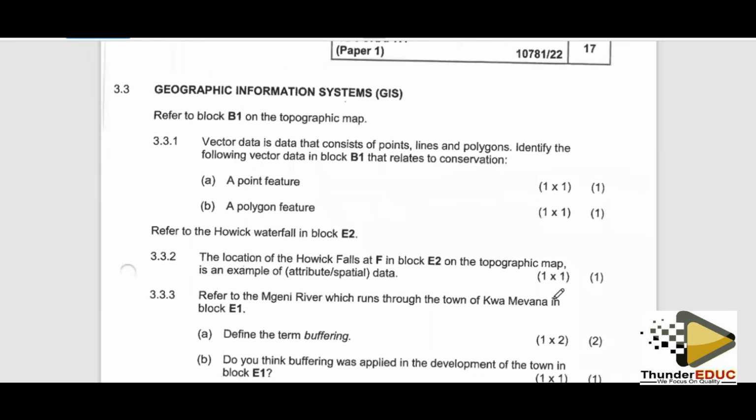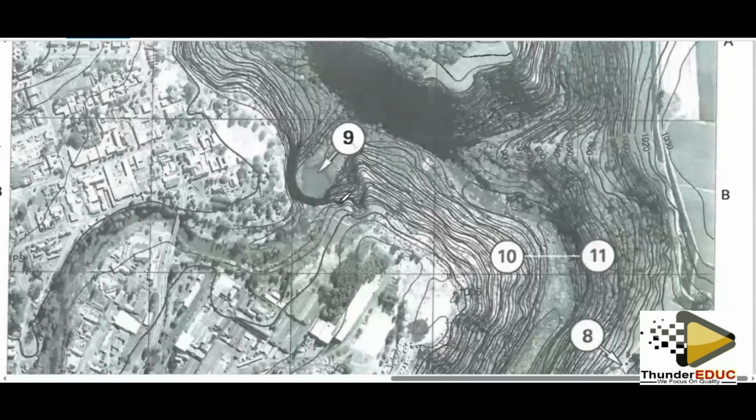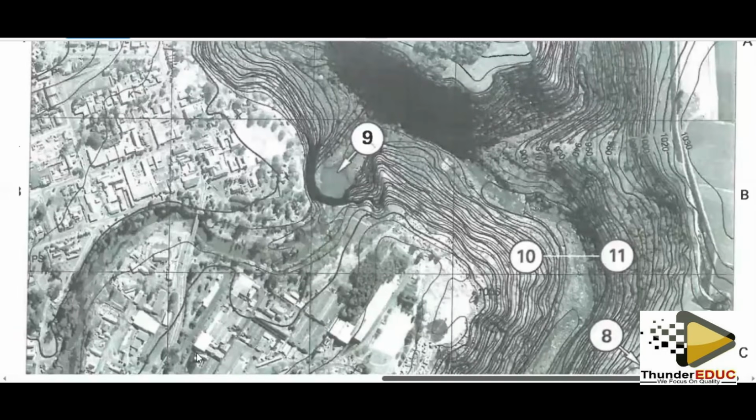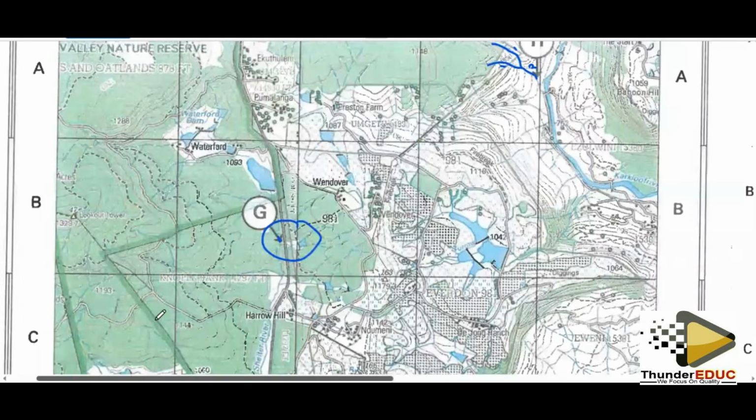In 3.3.1, GIS, refer to block B1. Vector data is data that consists of points, lines, and polygons. Identify the following vector data in block B1 that relates to conservation. A point feature, block B1, that relates to conservation. This is B1 here. So I need to identify a point feature in block B1 that relates to conservation.